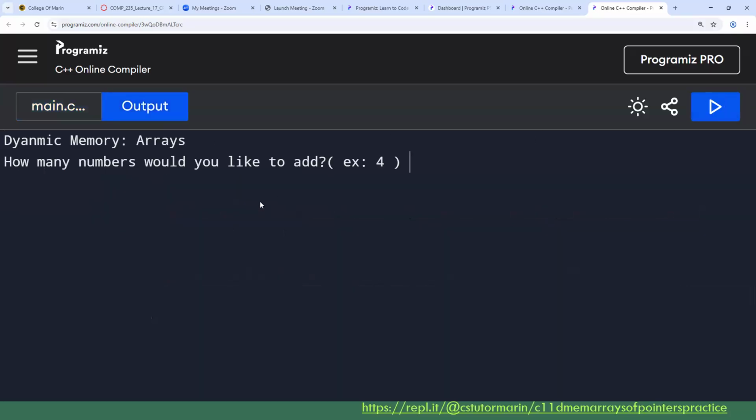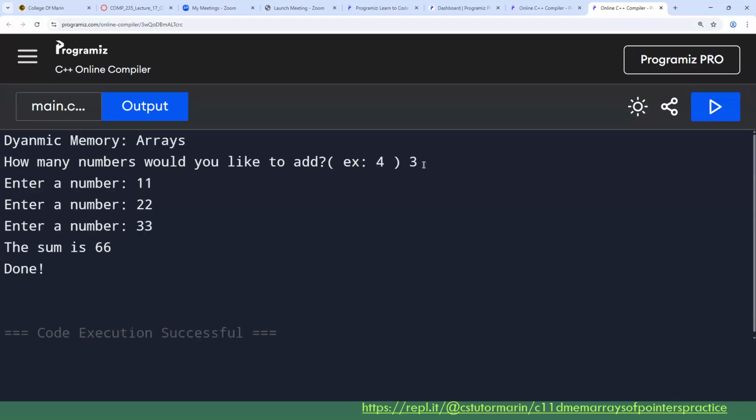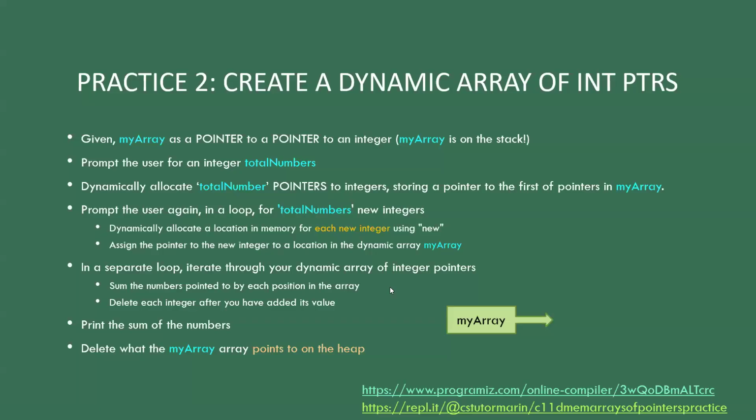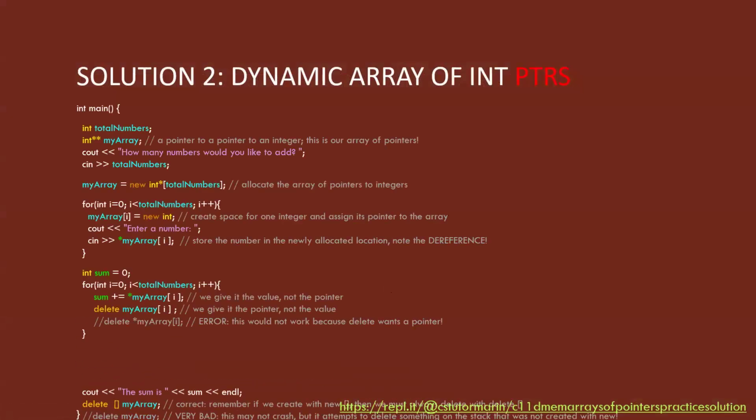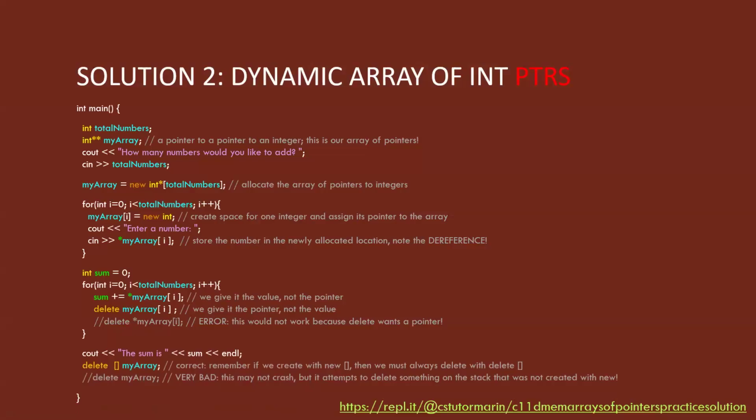That was a good learning moment, I suppose, but let's try this again. Three numbers, 11, 22, 33. Now that should be 66. Much better. That's a little tricky. Here's the solution for all that code. That's pretty much what we did there. And I had forgotten this key part right here: I forgot to create the elephant.